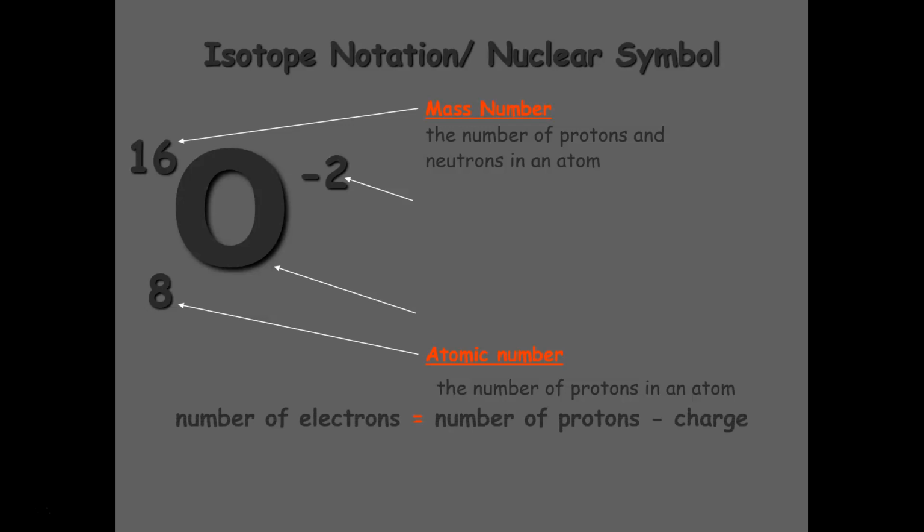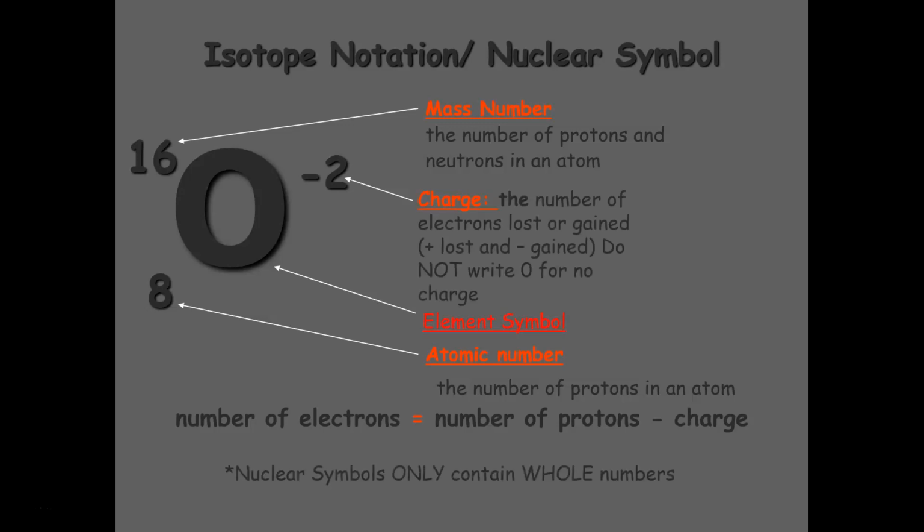Now keep in mind the number of electrons equals the number of protons minus whatever charge you have. Remember, if you subtract a negative, it's essentially like adding. So our charge right there is the number of electrons lost or gained. Remember, positive is when we lose and negative is when we gain. If it doesn't have a charge, you do not write 0. You just leave it blank.